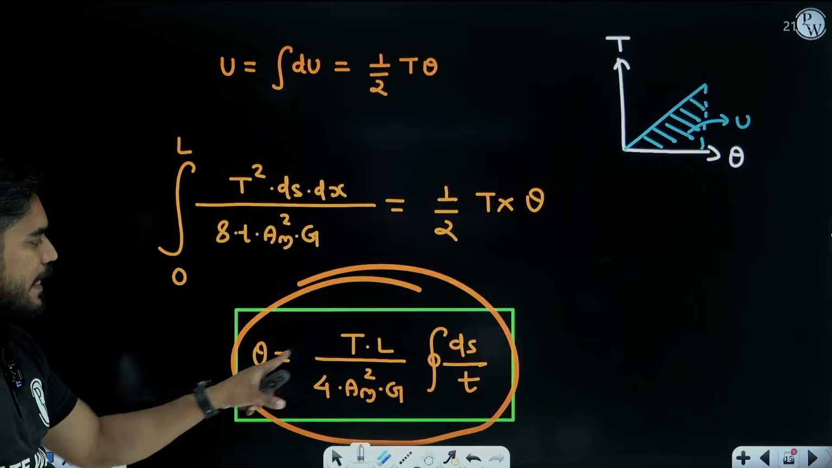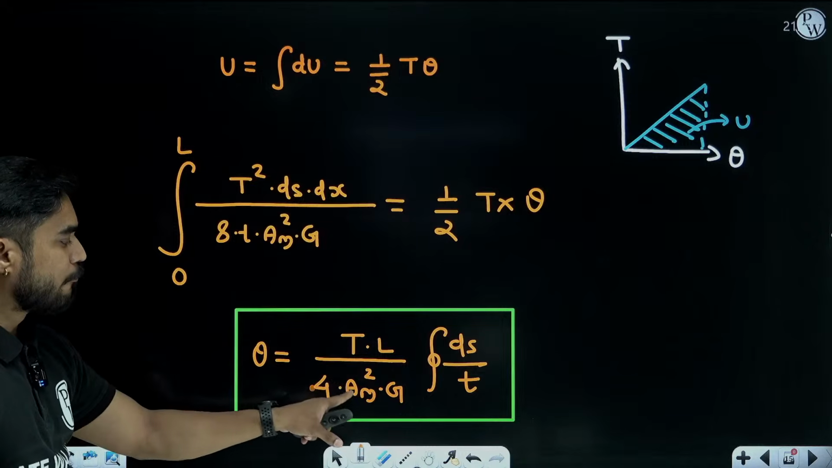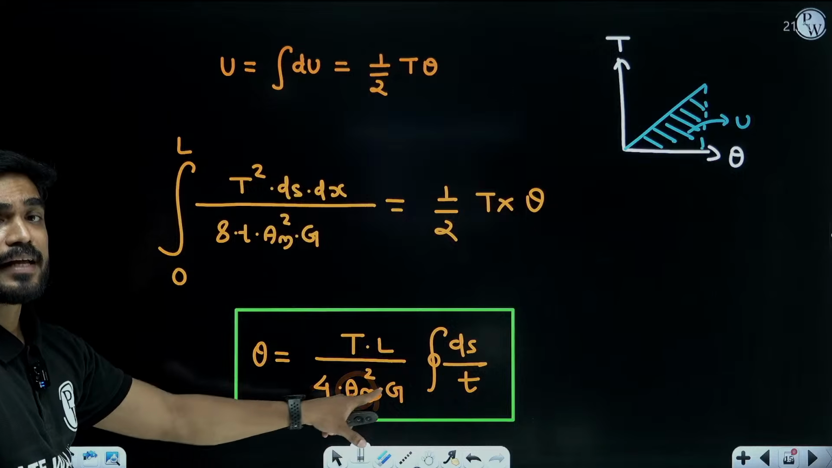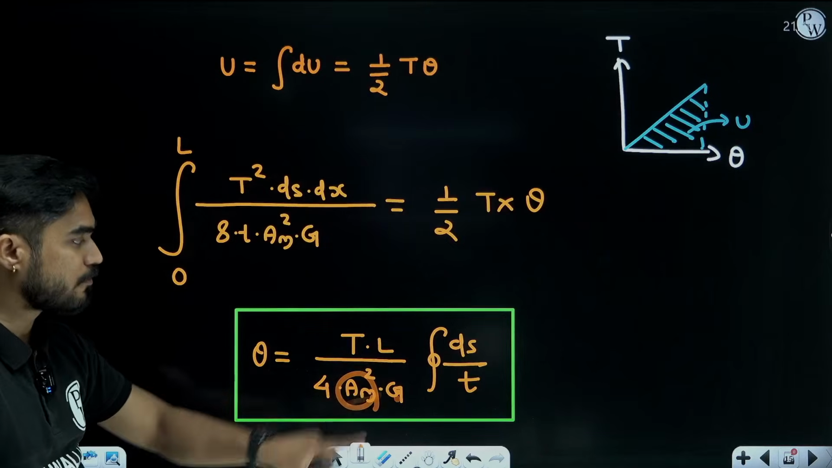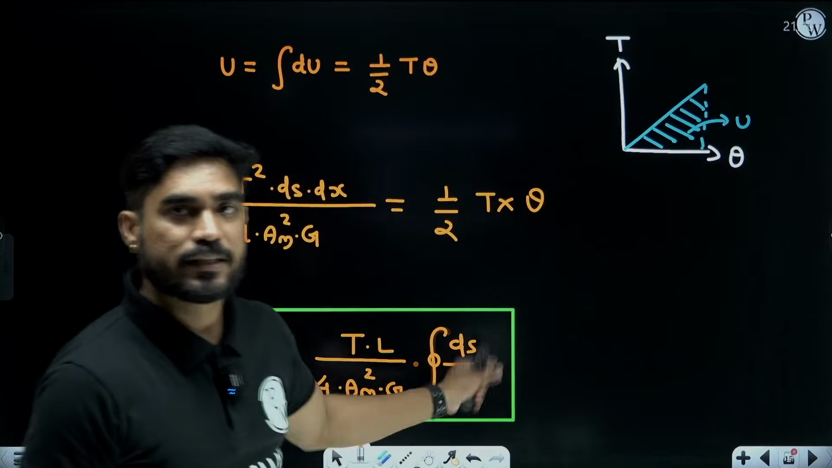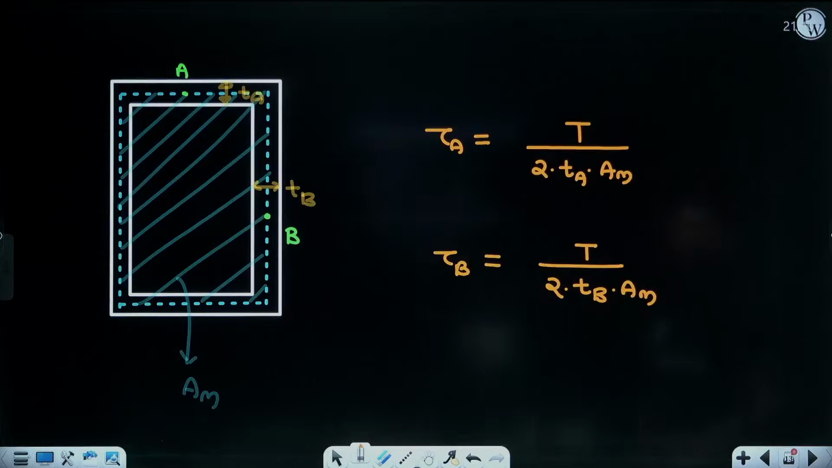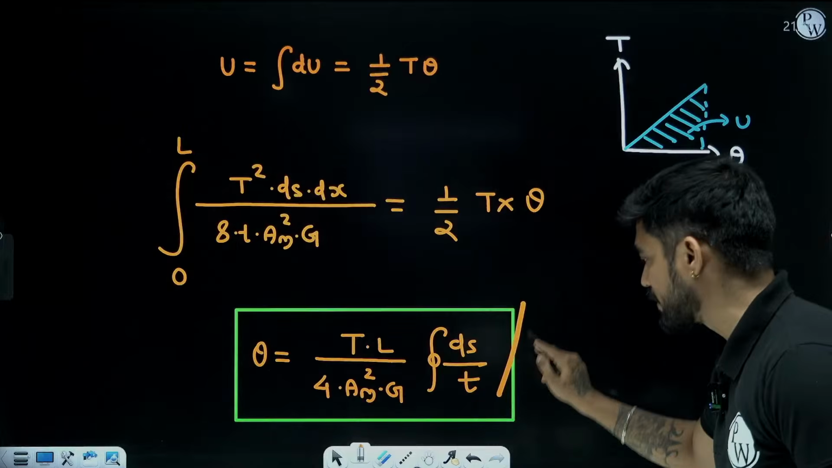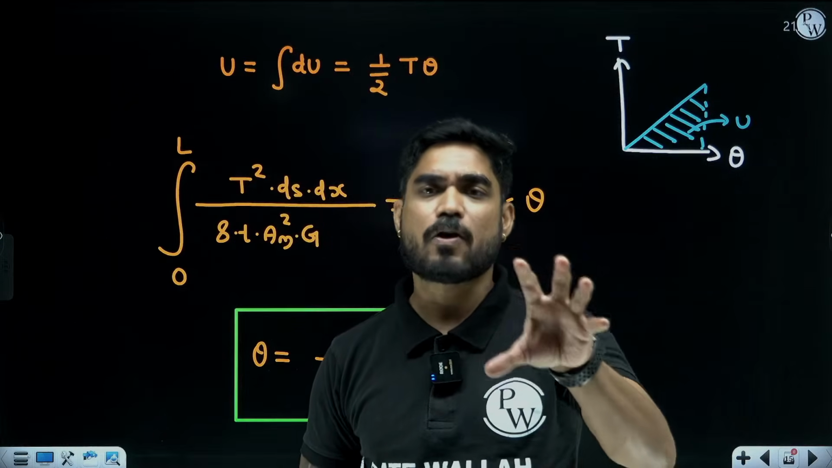Theta is T into L, where L is the length of the shaft, divided by 4 Am square into G. Am is the area enclosed by the center line, G is the modulus of rigidity, multiplied by the summation of ds by t. So using this equation we can find the angle of twist. So we have the equation of shear stress, we have the equation of angle of twist. Let's see how to apply these equations in order to solve the problem.